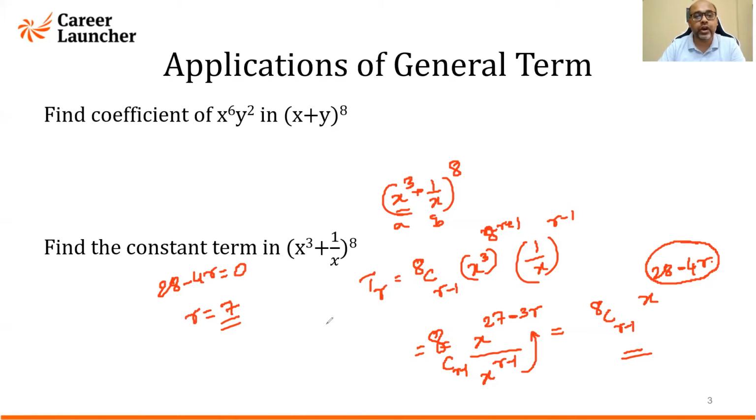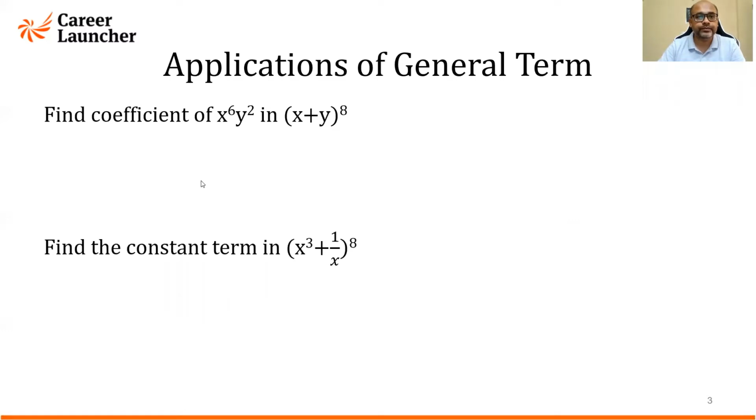And what is a constant? Independent means only the coefficient is left out. Constant term means there is no x in it. That is the whole idea. So it is independent of x, that is what we figured out. So what is left out then if there is no x? Only the constant is there. Constant means 8C r minus 1, which is 8C6. And this is your answer. Okay, let's move on to the next question.